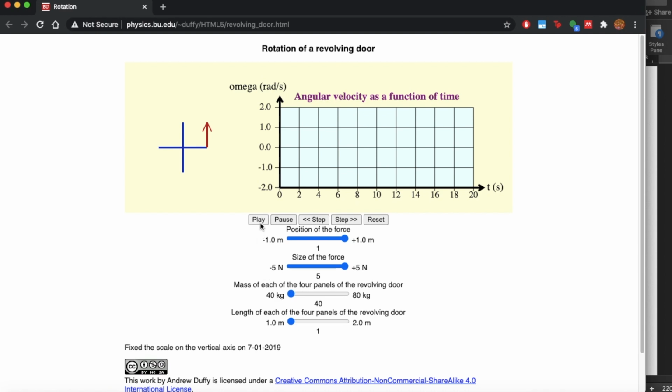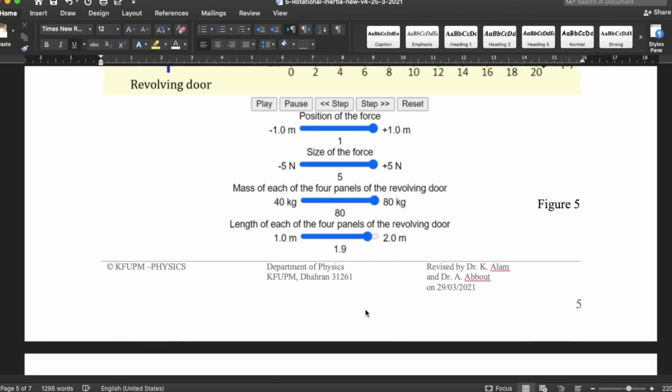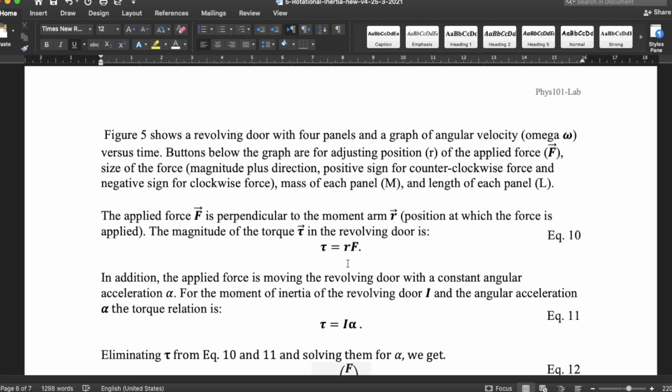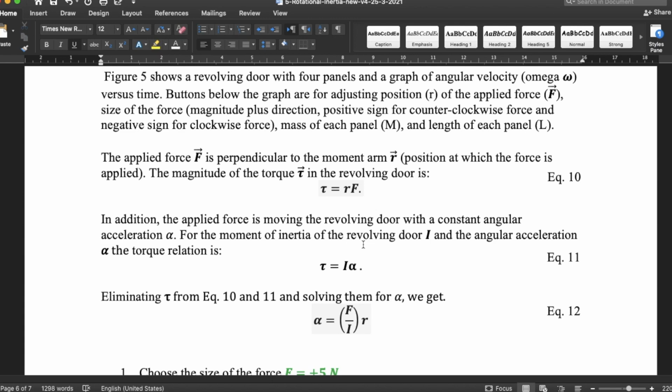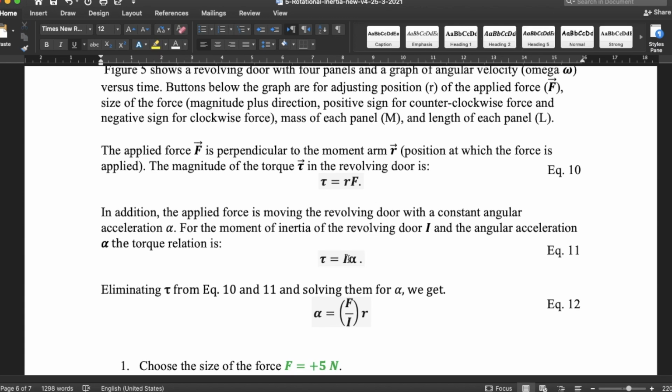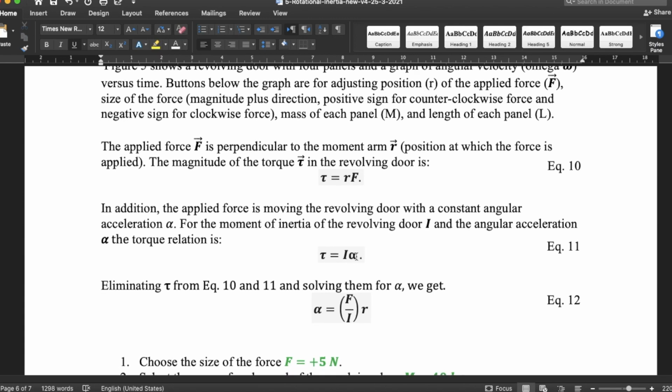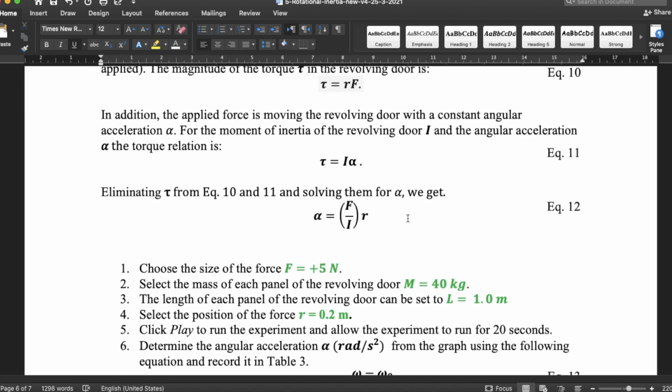And by clicking play, you'll see a plot of omega versus t for a simulation run of 20 seconds. And I'll tell you how we can utilize this information to obtain the moment of inertia. Now recall that the torque is in general the moment arm R times the applied force times sine theta, but since we are considering perpendicular force, sine theta, sine 90 degrees, is 1. And the torque is I, the moment of inertia, times the angular acceleration. By rearranging, we obtain the following relation.